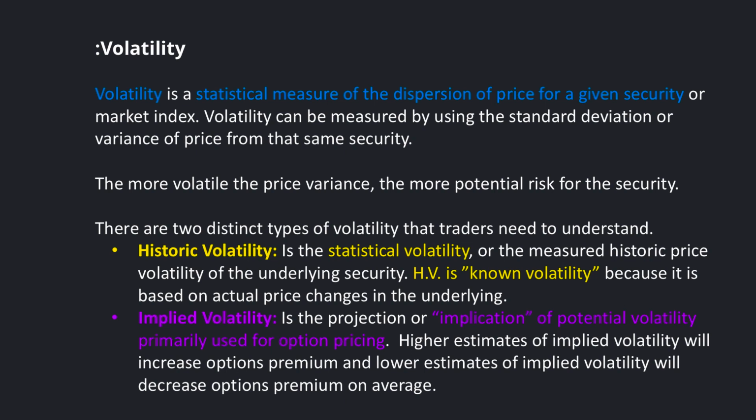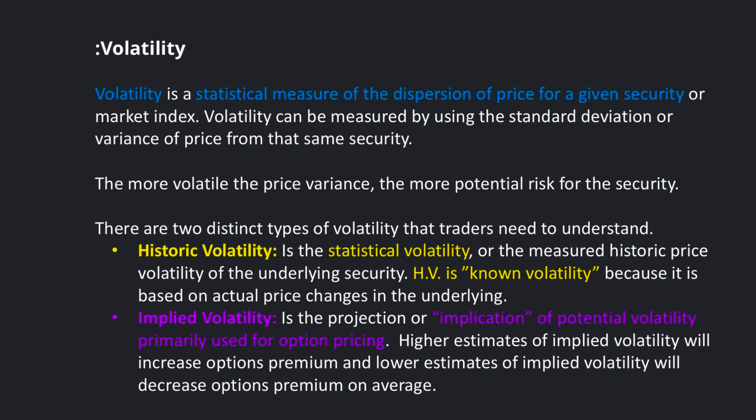There are two distinct types of volatility that traders need to understand. Historic volatility is the statistical volatility or measured historical price volatility of the underlying security. HV is known volatility because it is based on actual price changes in the underlying.